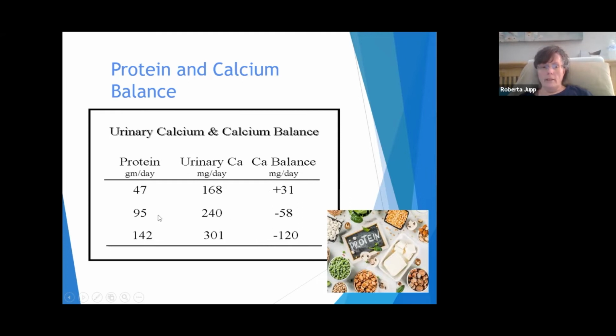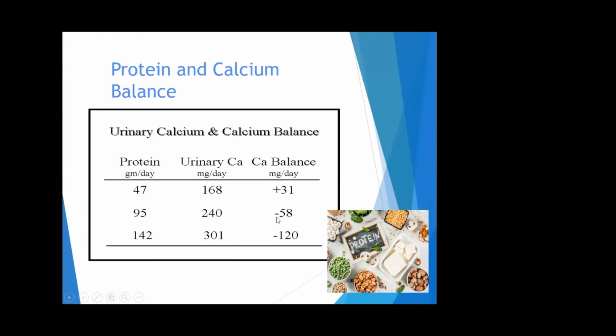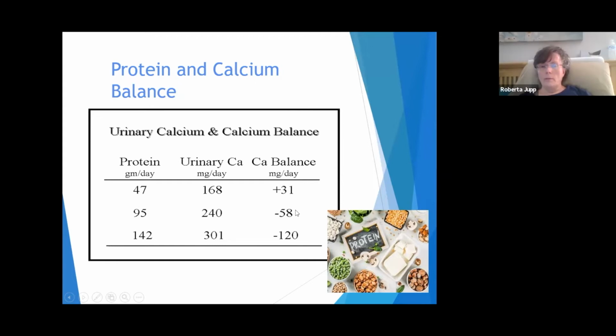What if the person ate 95 grams of protein? Well, we can see that the person had a daily loss of 58 milligrams per day. And that doesn't sound like a lot, but if the person's losing this much calcium every day, the bones are being broken down every day over the course of 10 or 20 years, we can see that person would probably be at risk for bone loss and osteoporosis.